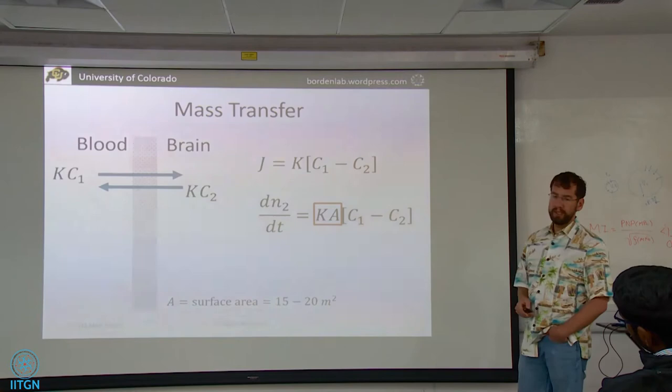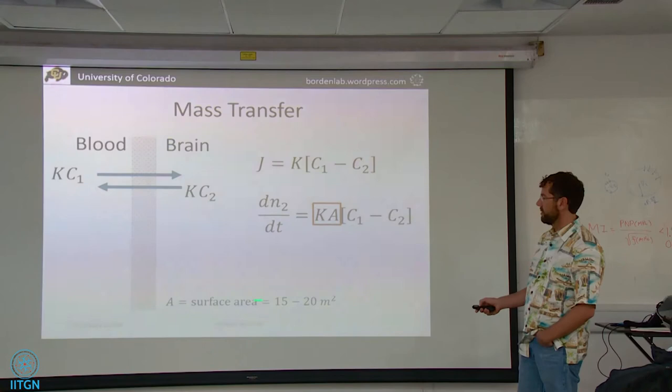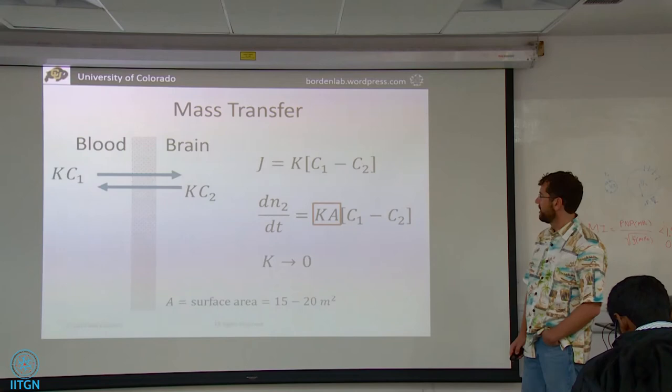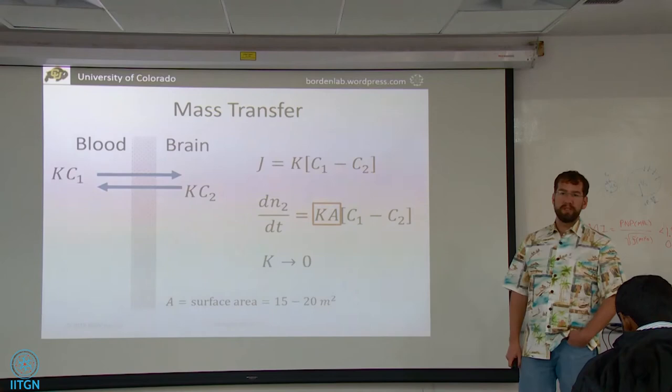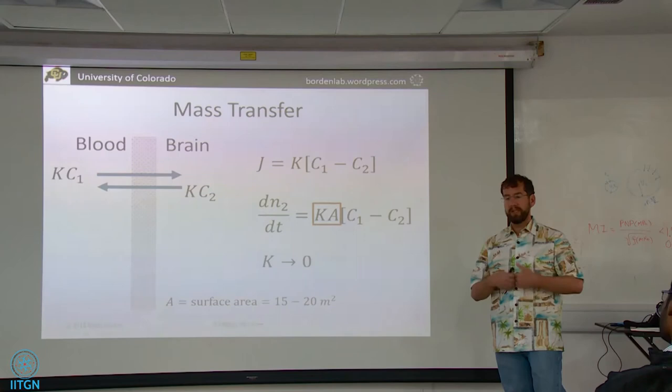So the idea with microbubbles is to increase the transport coefficient, and you don't have much of an impact on the area. That is dictated by biology. In the brain, it turns out the surface area is on the order of 15 to 20 meters squared. That's a lot of surface area. The problem with the blood-brain barrier, as you'll see, is that the transfer coefficient goes to zero for any molecule that's larger than a small molecule. So proteins, antibodies, plasmid DNA can't get through the blood-brain barrier.